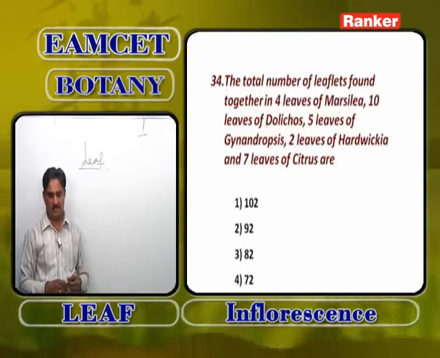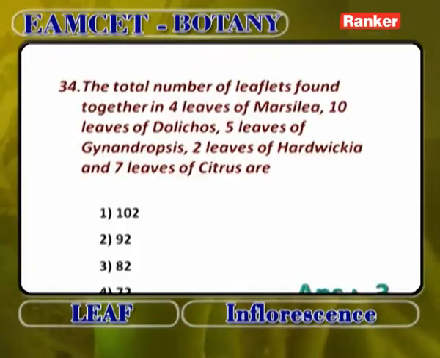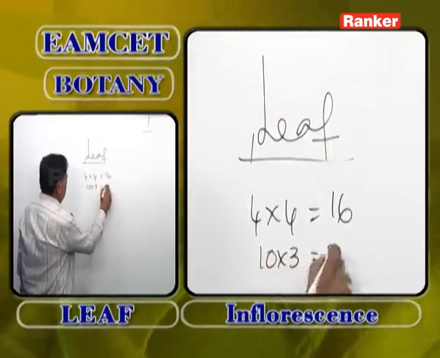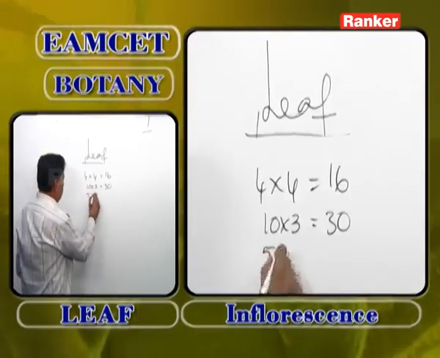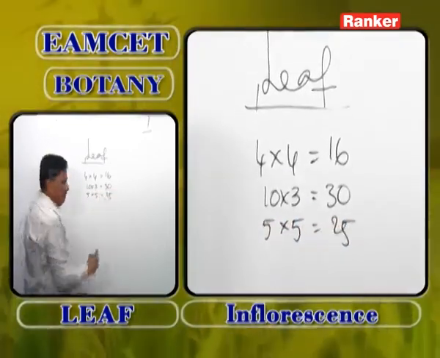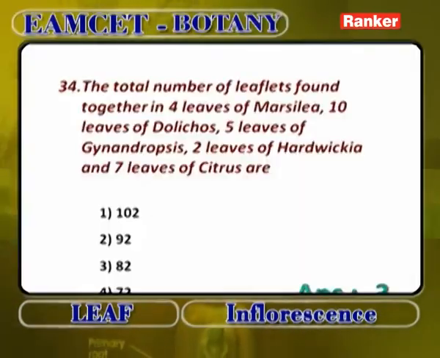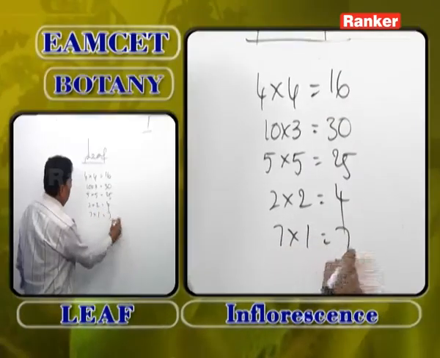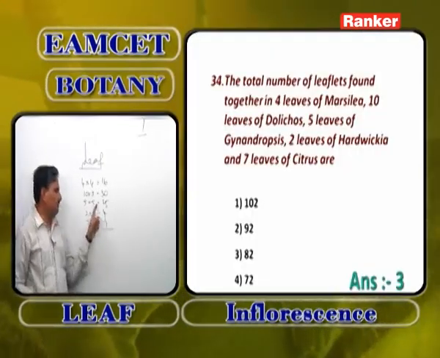Next, the total number of leaflets found together in 4 leaves of Marsilea. 4 leaves of Marsilea means 4 into 4, 16. 10 leaves of Dolichos means 10 into 3, 30. Then 5 leaves of Gynandropsis means 5 into 5, 25. And 2 leaves of Hardwickia means 2 into 2, 4. And 7 leaves of Citrus: 7 into 1, 7. So the answer will be 82.